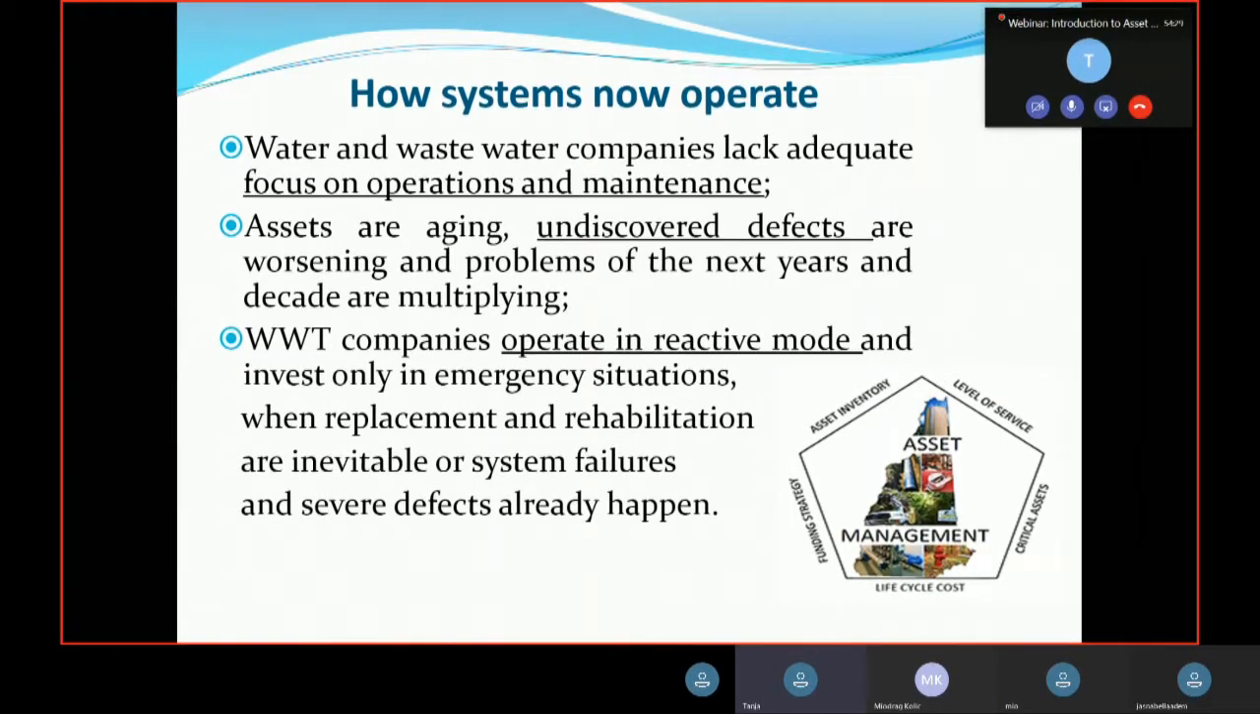How systems in NALAS countries now operate. You will see on these slides basically what are the real problems of the water utilities in the region. Due to the lack of funds and due to the systematic long-term underinvestment in fixed assets of the utility companies, they basically are not working properly, and the result is inadequate provision of services and extremely high maintenance costs.